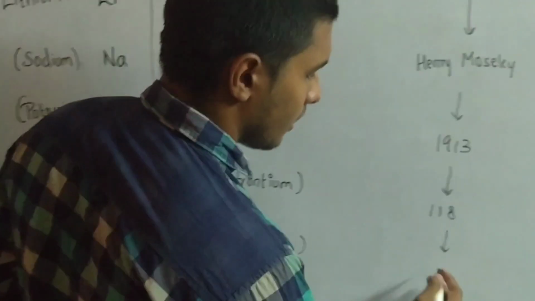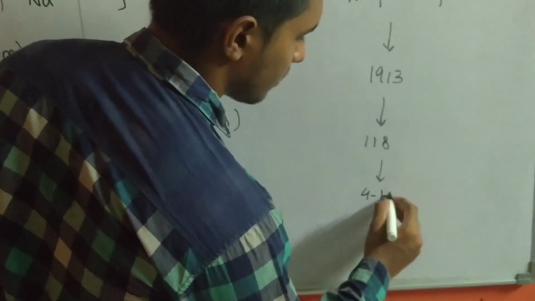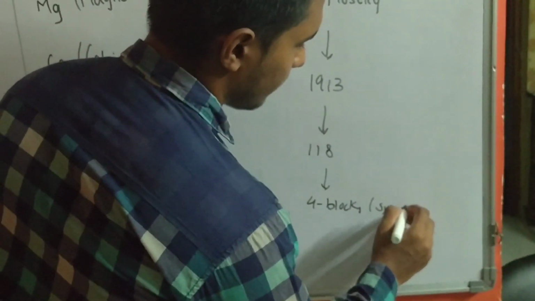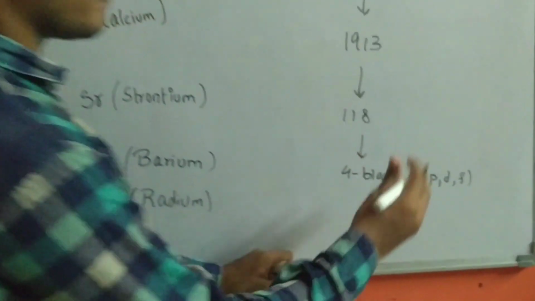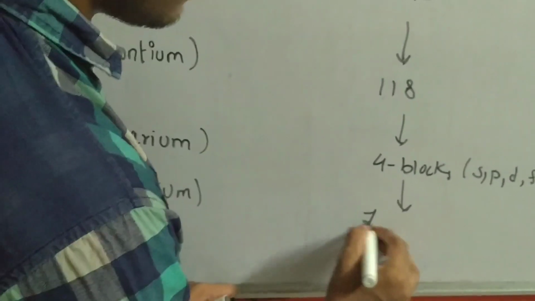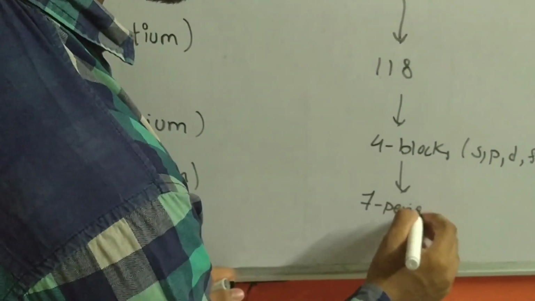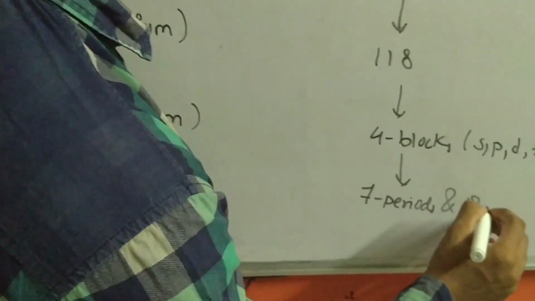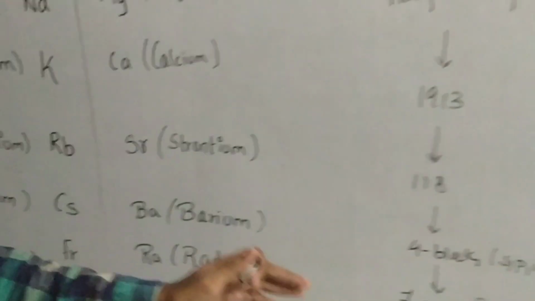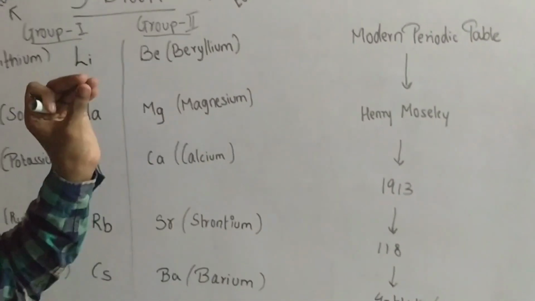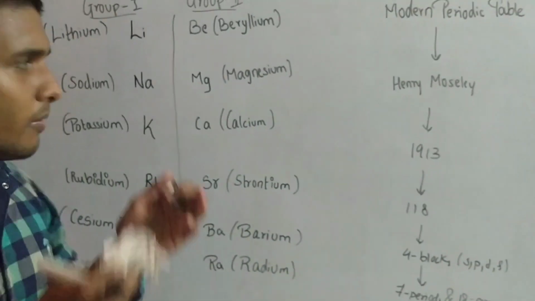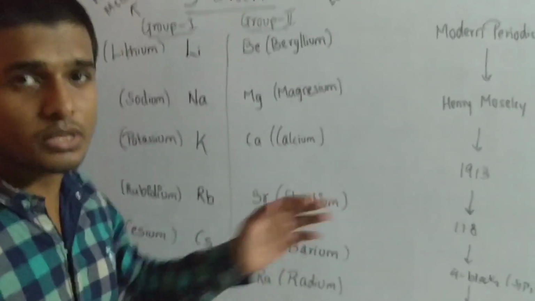into four different blocks, that is S, P, D and F: S block, P block, D block and F block. Last but not least, his periodic table consisted of 7 periods and 18 groups. So this is a flow chart for the modern periodic table, basic knowledge that must be known by a chemistry student or a person who is fond of the chemistry world.